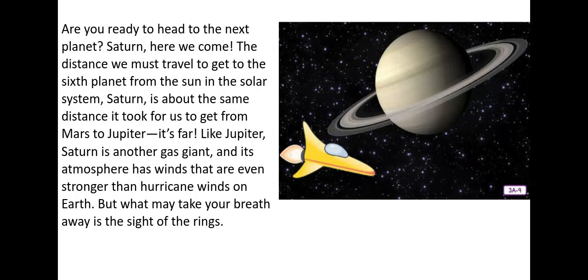Are you ready to head to the next planet? Saturn, here we come. The distance we must travel to get to the 6th planet from the Sun in the solar system, Saturn, is about the same distance it took for us to get from Mars to Jupiter. It's far. Like Jupiter, Saturn is another gas giant, and its atmosphere has winds that are even stronger than hurricane winds on Earth. But what may take your breath away is the sight of the rings.